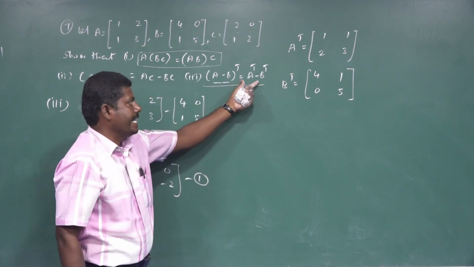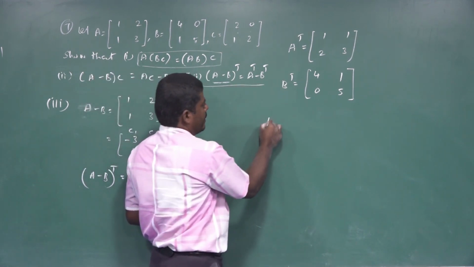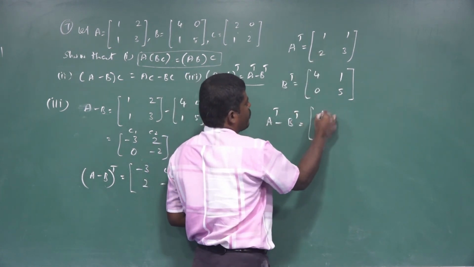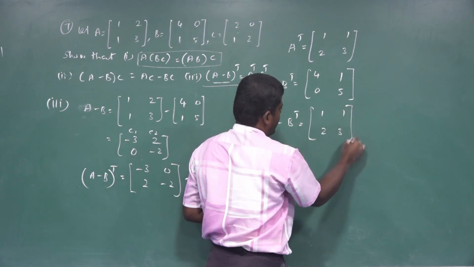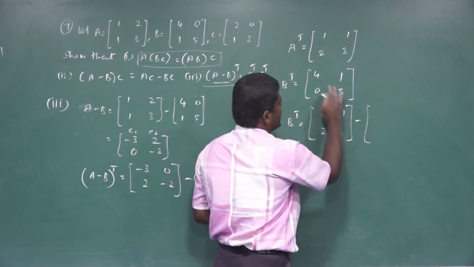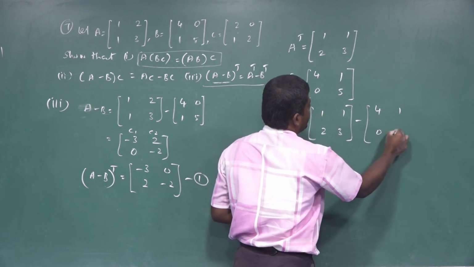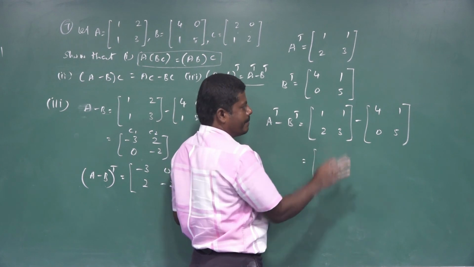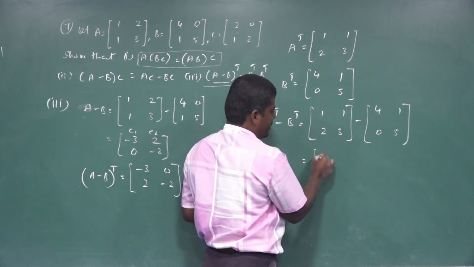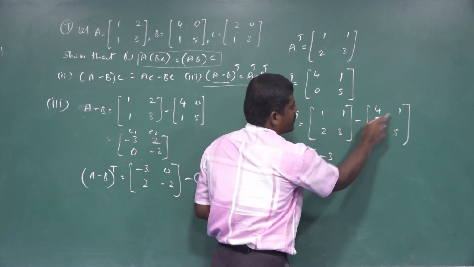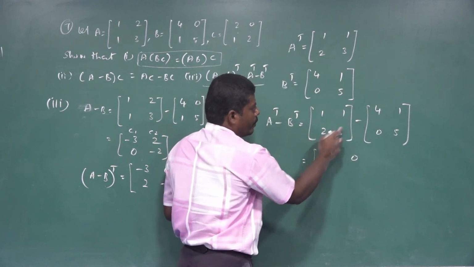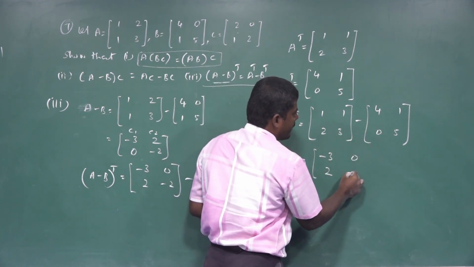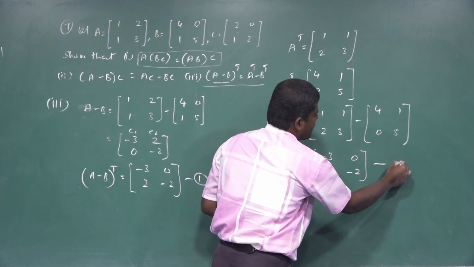Finally you want to find A transpose minus B transpose. Here A transpose is 1 1 2 3 minus B transpose is 4 1 0 5. Now you subtract these two matrices, corresponding elements. 1 minus 4 is minus 3. 1 minus 1 is 0. 2 minus 0 is 2. 3 minus 5 is minus 2. This is our right side answer 2.